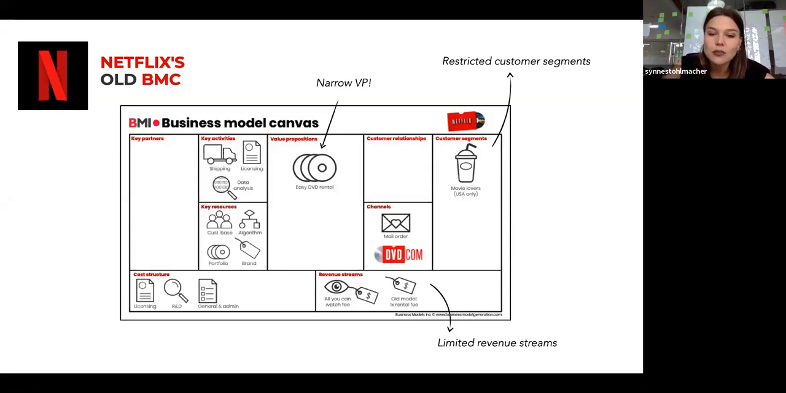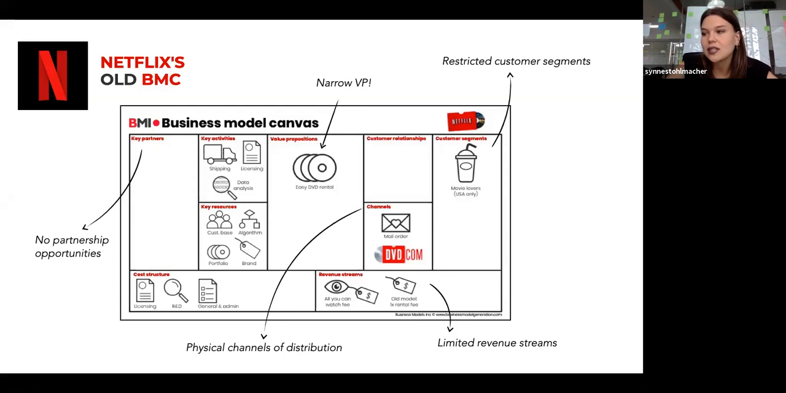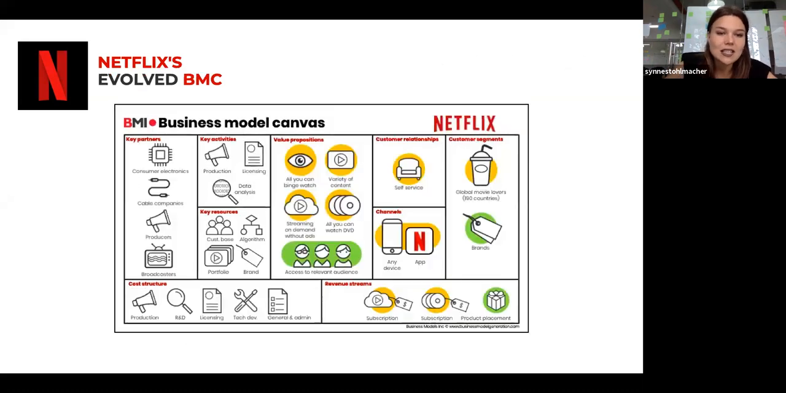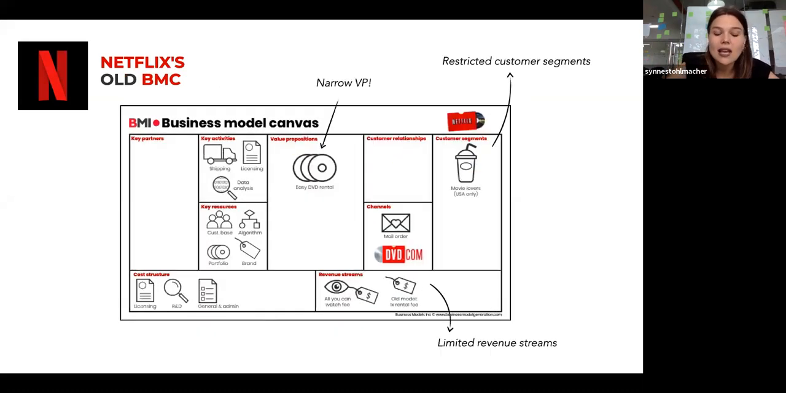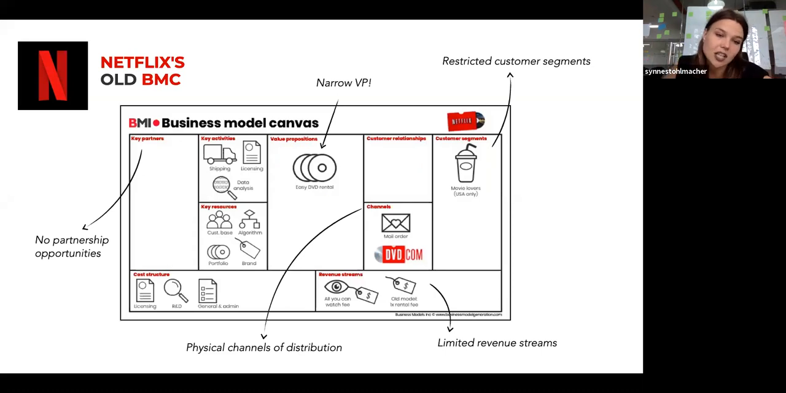The channels that they had were mail order through DVD.com, and you can see there was no particular customer relationship. And they also had the physical channels of distribution. If you're looking at the left side, you can see that they had no particular partnership opportunities. Their key activities were related to shipping, licensing, and data analytics. Their key resource was still their customer base. They had an algorithm that was able to predict when people had returned the DVDs and needed to get new ones. They also had a brand, and they had a very wide range of DVDs.